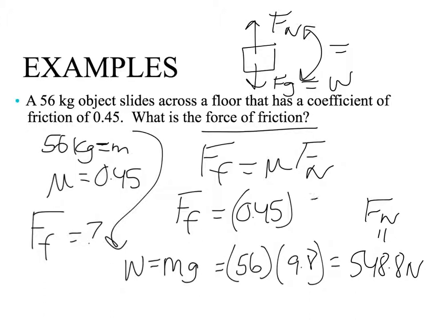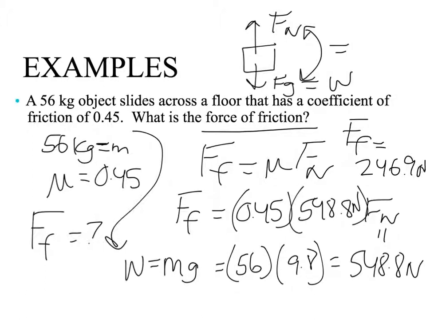So that means that I can plug in now my 548.8 newtons to solve for my force of friction, which is really just 0.45 times 548.8. That ends up giving me, and forgive me for the cluttered work, a force of friction of 246.9 newtons. And all that did for me was figure out the force of friction, which is opposing motion. So if the object is moving to the right, force of friction will be to the left. And in this case, force of friction will be 246.9 newtons.